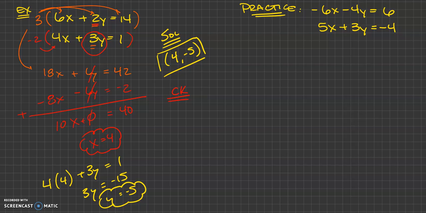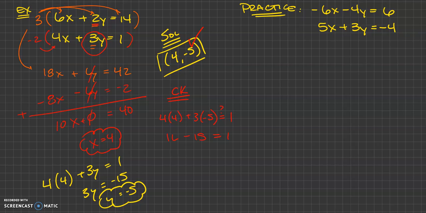Let's check our work real quick. Let's just use the bottom equation. 4 times 4 plus 3 times -5. Does that equal 1? That's the question. Well, that's 16 minus 15, and yes, in fact, it does equal 1. So that is the correct solution. Go ahead and pause the video. Try the practice problem.